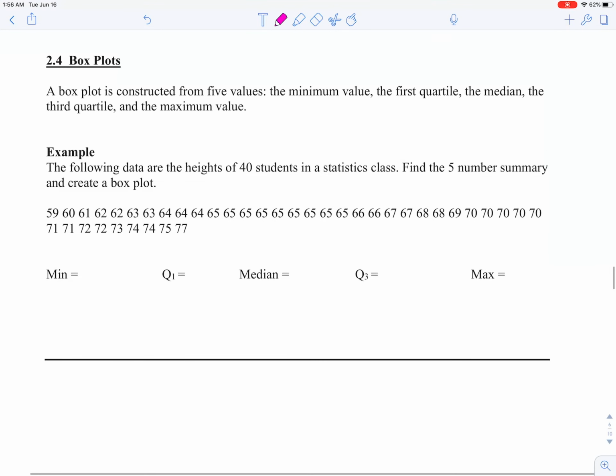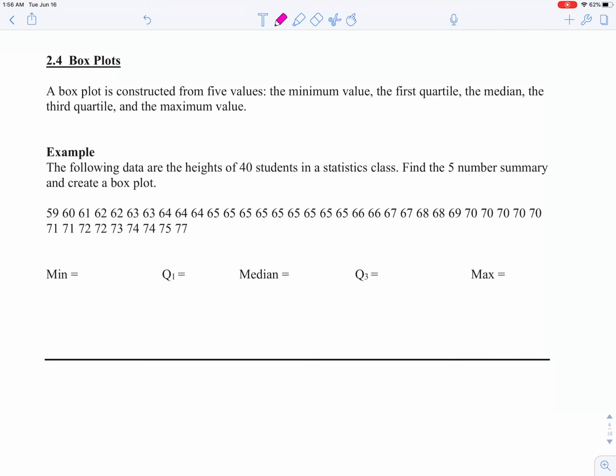Okay, on to section 2.4 here. All right, section 2.4 is box plots. So these aren't that bad, okay? A lot of typing into your calculator, but that's about the worst part of it. Okay, so this is what you're going to do.